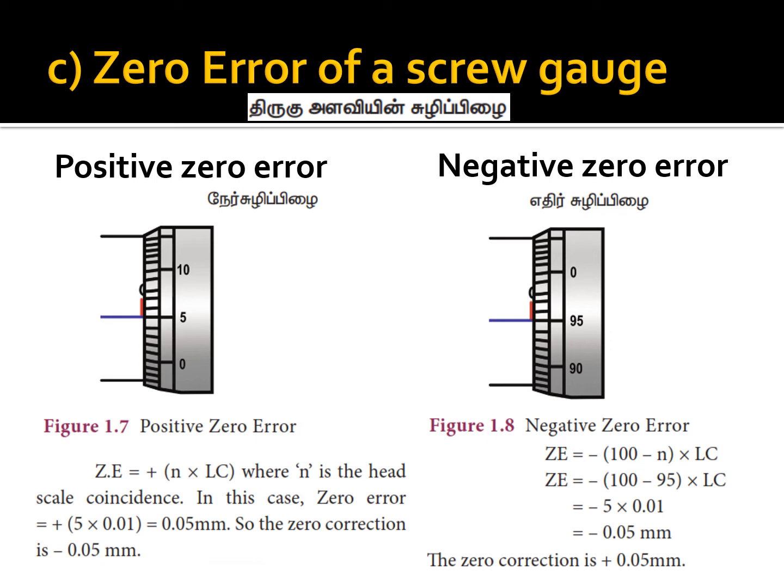Negative zero error. When the plane surface of the screw and the opposite plane stud on the frame are brought into contact, if the zero of the head scale lies above the scale axis, the zero error is negative. In this picture, we can see that the 95th division coincides with the pitch scale axis. Then the zero error is negative and is given by zero error is equal to minus (100 minus n) into LC. Zero error is equal to minus (100 minus 95) into LC, which is equal to minus 5 into 0.01, which is equal to minus 0.05 millimeter. The zero correction is 0.05 millimeter.